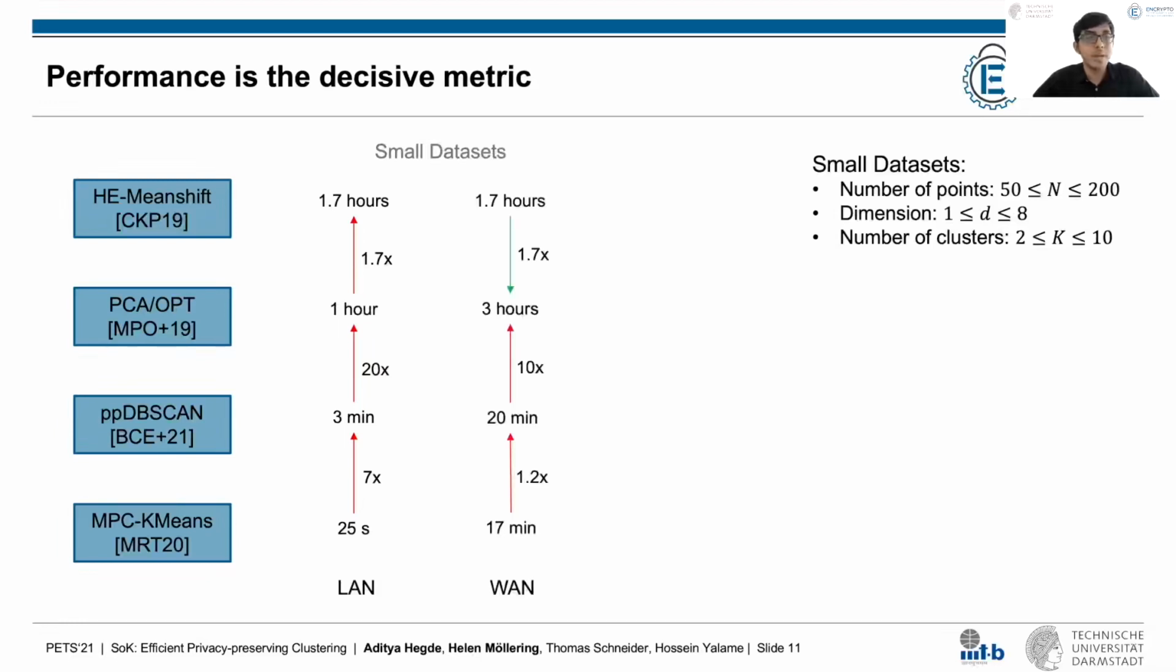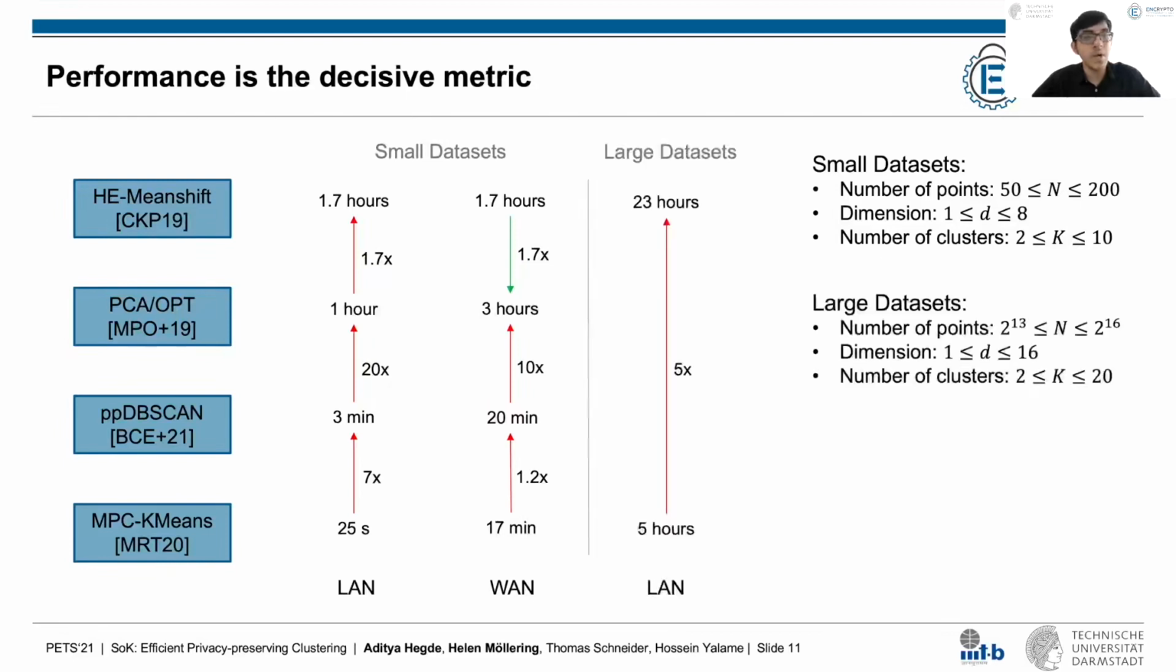Over WAN, the runtimes of all the protocols except that of Kim et al.'s HE mean shift protocol increase, since the remaining rely on MPC and have multiple rounds of interaction. Interestingly, the change in the network setting leads to the runtime of the hierarchical clustering protocols of Meng et al. to be higher than that of HE mean shift. Once again, the MPC k-means protocol of Mohassel et al. and the privacy-preserving DBSCAN protocol of Bozdemir et al. are relatively more efficient and have runtimes of around 20 minutes.